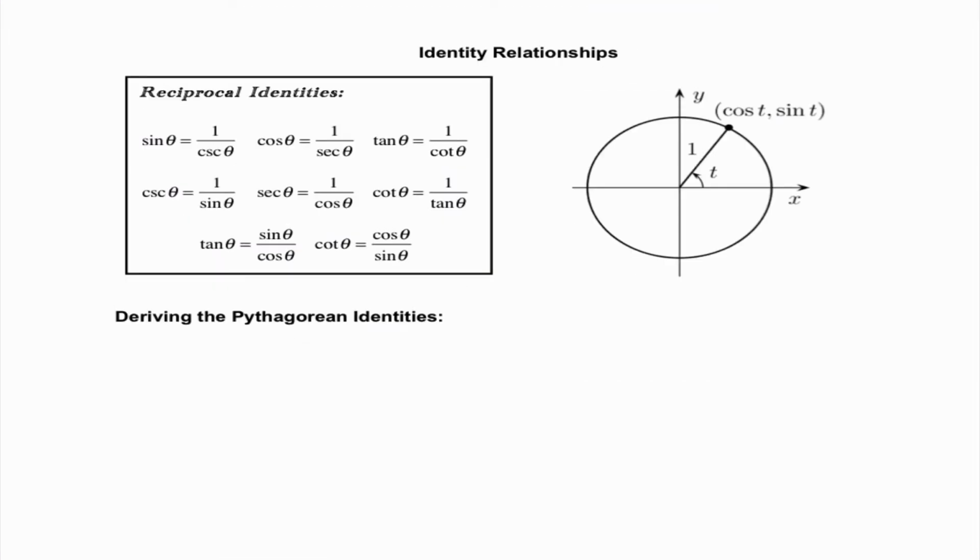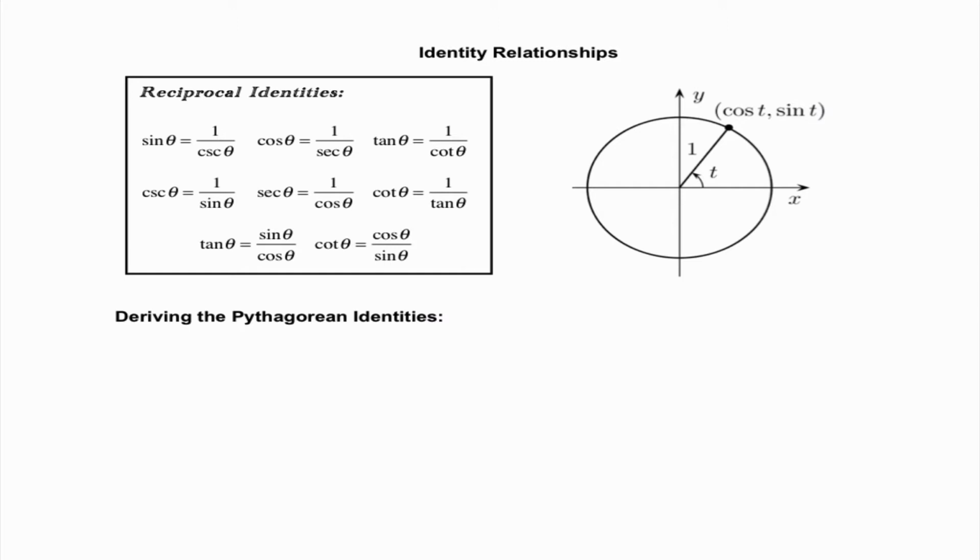So let's start with all of the identity relationships. So the first, as we said, are the reciprocal identities. We have previously learned that sine and cosecant are reciprocals of one another. So we know reciprocal is when we flip the fraction, so the numerator becomes the denominator, and the denominator becomes the numerator. Another way of thinking about that is dividing 1 by whatever the value is.